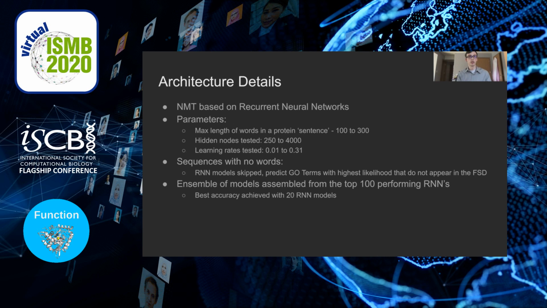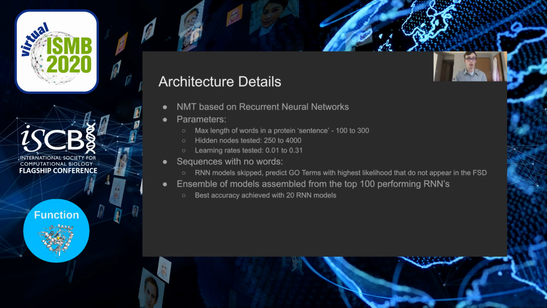So a bit of the architecture details. As we said earlier, this is a neural machine translator based on recurrent neural networks. Some of the parameters: we consider the max words of a protein sequence to be between 100 and 300, and will pad or select down to that range. We tested hidden nodes from 250 to 4,000, and also learning rates from 0.01 to 0.31. For sequences with no words, this is one of the new additions to Prolango II. We skip evaluating based on the RNN models, and we predict Go terms with the highest likelihood for the words that do not appear in the fragment sequence database.